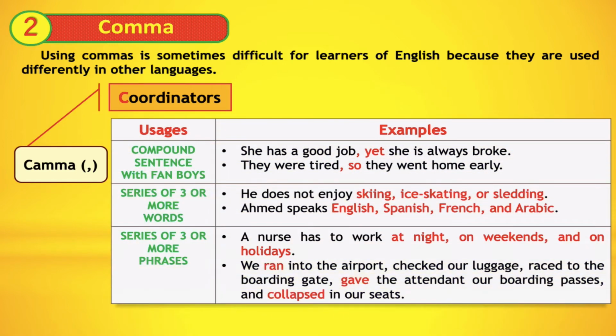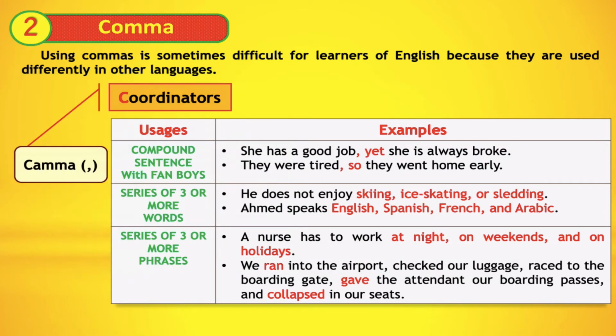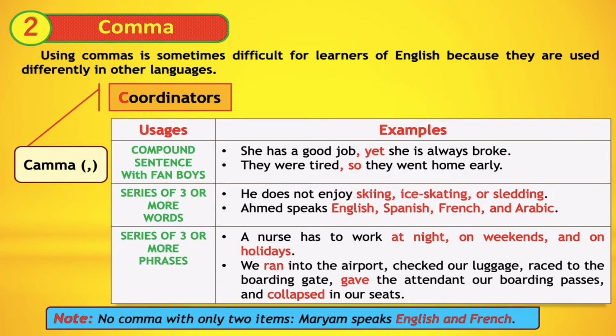Whereas the coordinator comma links equal elements in a sentence together, either with coordinating conjunctions known as FANBOYS, which I will show you in this picture: for, and, nor, but, or, yet, so. Or coordinate items that are more than two, because if we have just two elements, we don't put any commas, as the example seen here. Maryam speaks English and French.